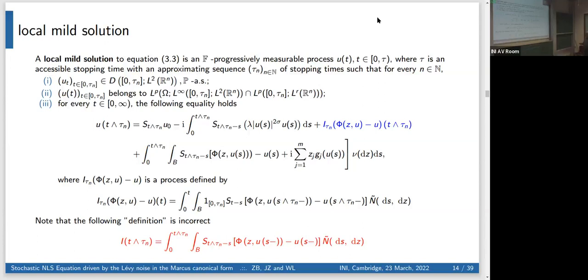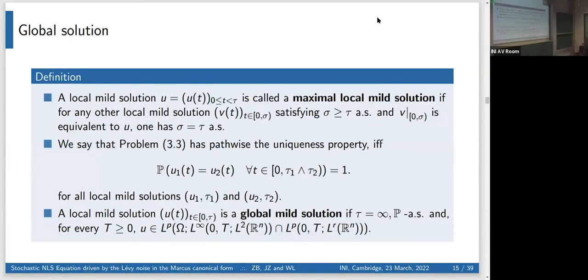Once we have the local solution, we also have the definition of the maximal local solution. What is the maximal local solution? It is such a local solution which cannot be extended, so it is the maximal element in the class of all local solutions. That's the definition from David Elworthy's book.